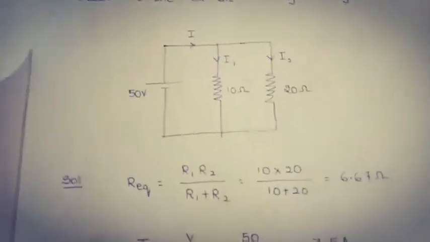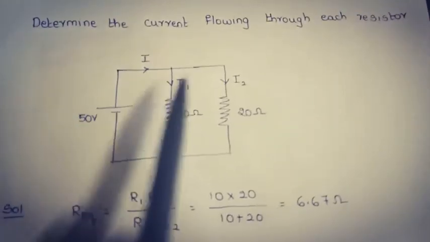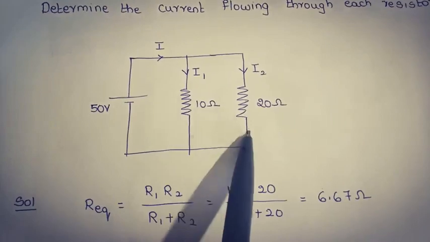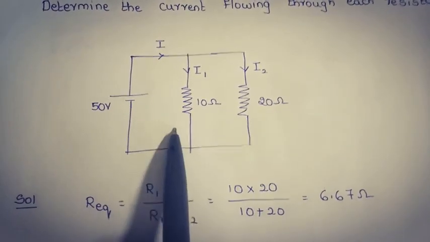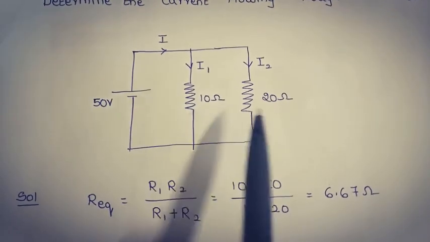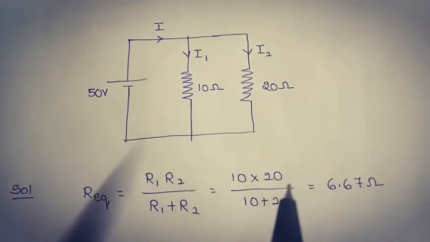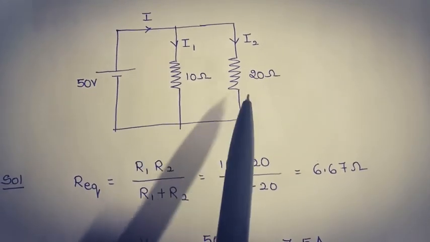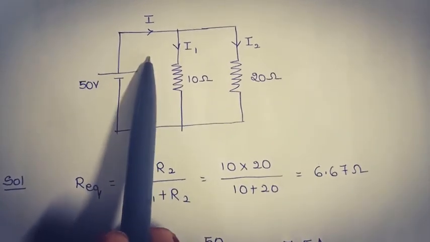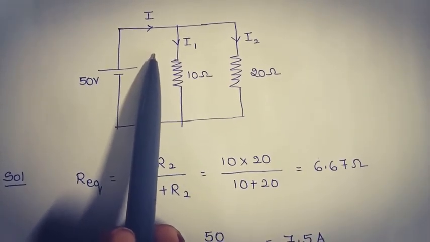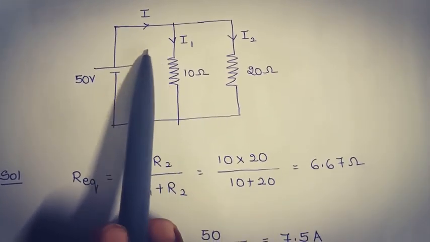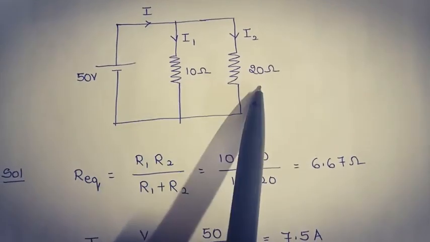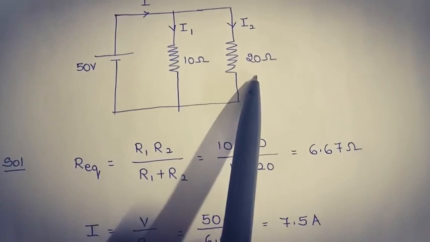Now let us consider an example. Determine the current flowing through each resistor. This is the circuit given, and we need to find out the currents flowing through the 10 ohm resistor and the 20 ohm resistor. So when we want to find out the current flowing through each resistor, first we need to determine the total current. In order to find out the total current I, here the resistors 10 and 20 are connected in parallel.